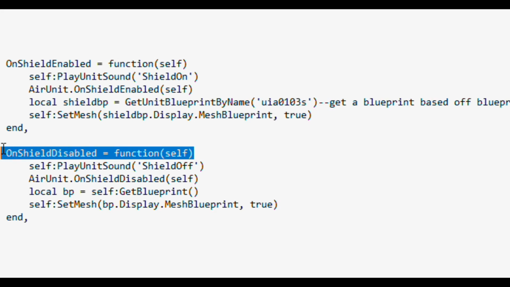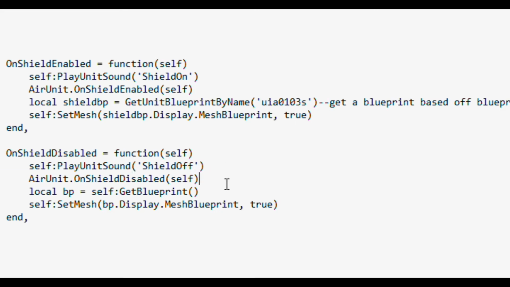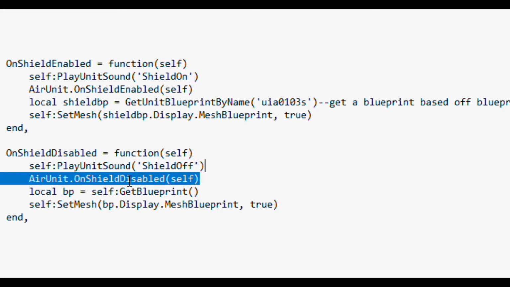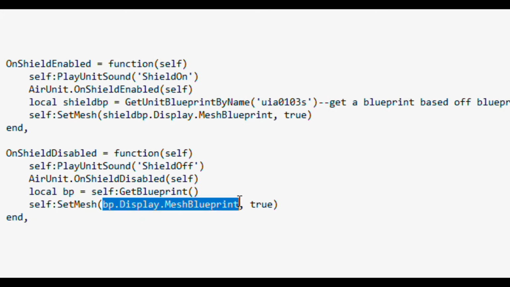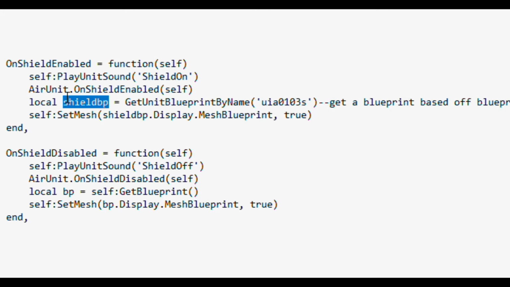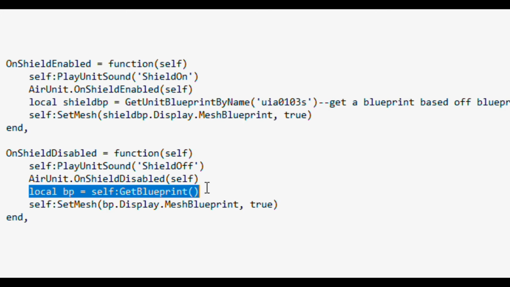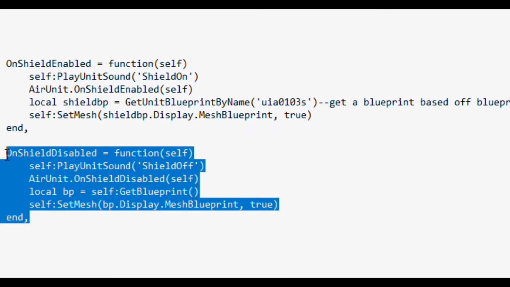When the shield is disabled, it's the same thing except we're playing the shield off sound. We run the OnShieldDisabled method, and the blueprint that we get is the original unit's blueprint. Then we set the mesh of our original unit to be its own blueprint. When we set it to this blueprint up here, this blueprint only has shields. This blueprint only has the normal model without any shield effects. So this loads the shield effect, this removes it.